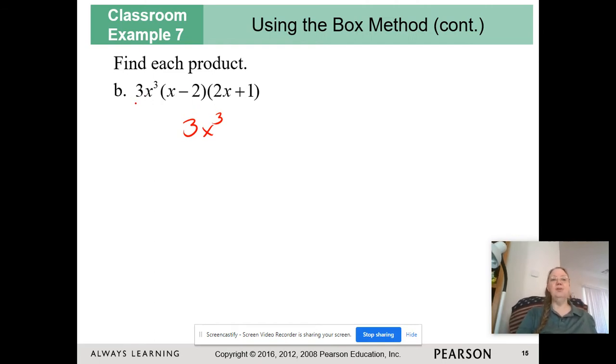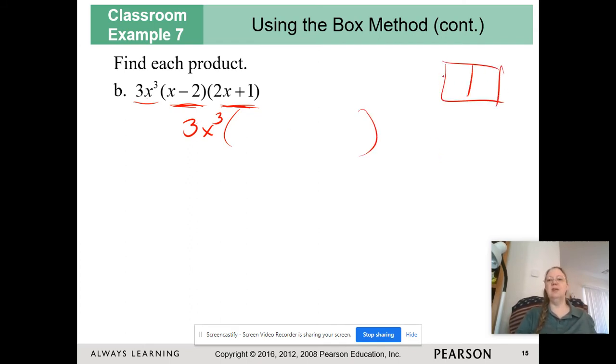So, notice we have 3 things together, and I know you guys want to distribute this 3x cubed, but don't do it yet. You're going to end up with the wrong answer because you're going to distribute incorrectly. So what I want you to do is multiply the binomials together first. Once you've multiplied the binomials together, then you are going to distribute your 3x cubed.